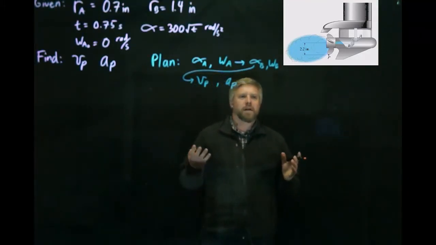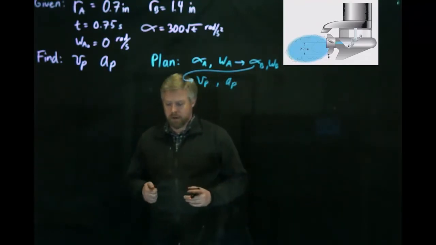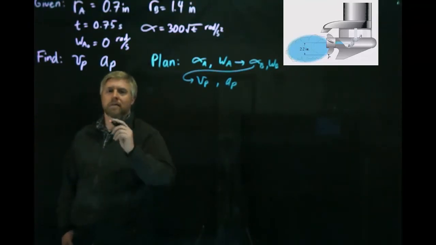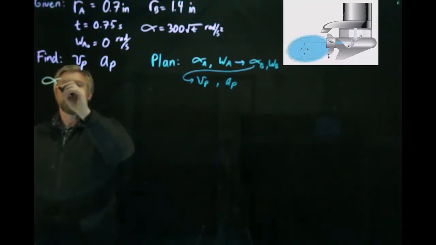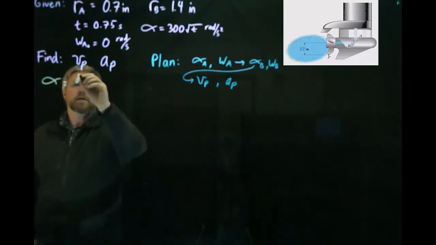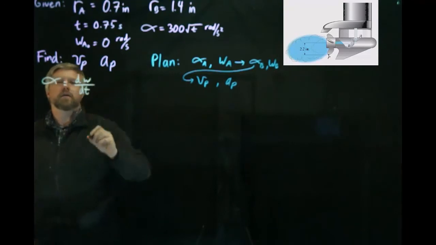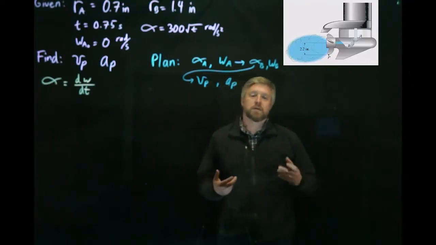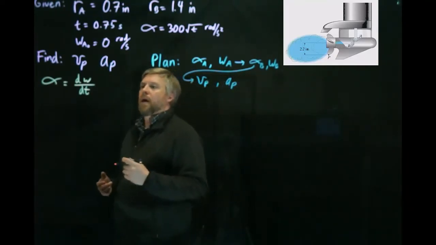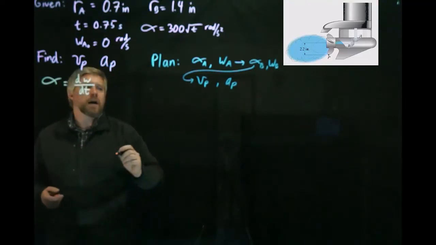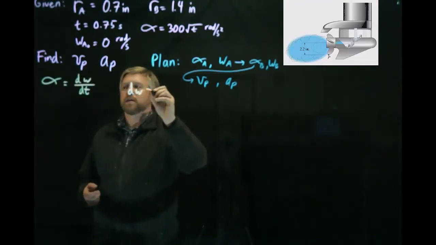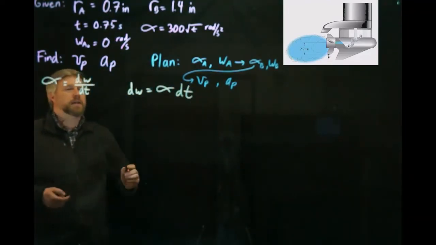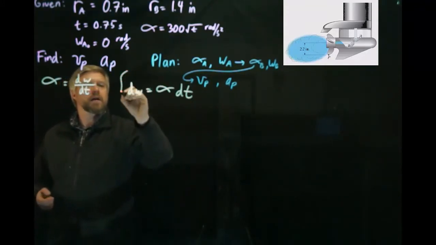Now, we know that there are kinematic equations for rotational motion, and there are three kinematic equations. The one that we're going to use first is the equation for angular acceleration. That states that angular acceleration is equal to d omega over dt. In other words, angular acceleration is equal to the rate of change of angular velocity. That makes sense. That's very similar to acceleration being equal to the rate of change of velocity. We can bring the dt to the other side, and we end up with d omega equals alpha dt. We have a d omega on one side and a dt on the other. We can go ahead and integrate both sides.